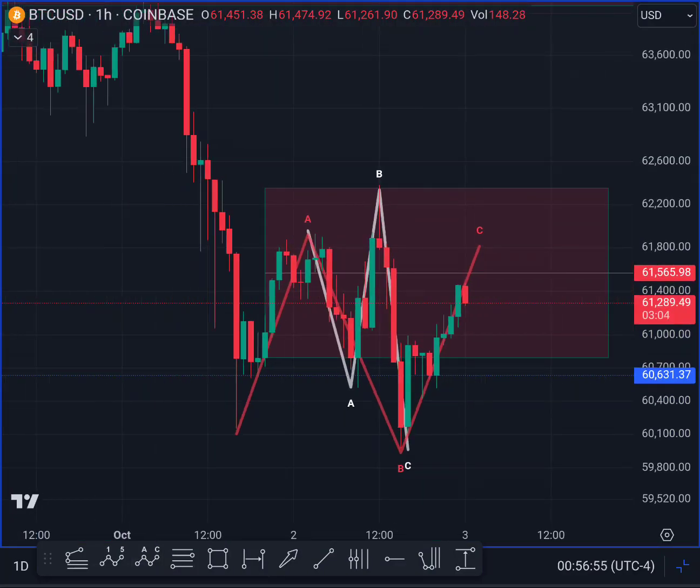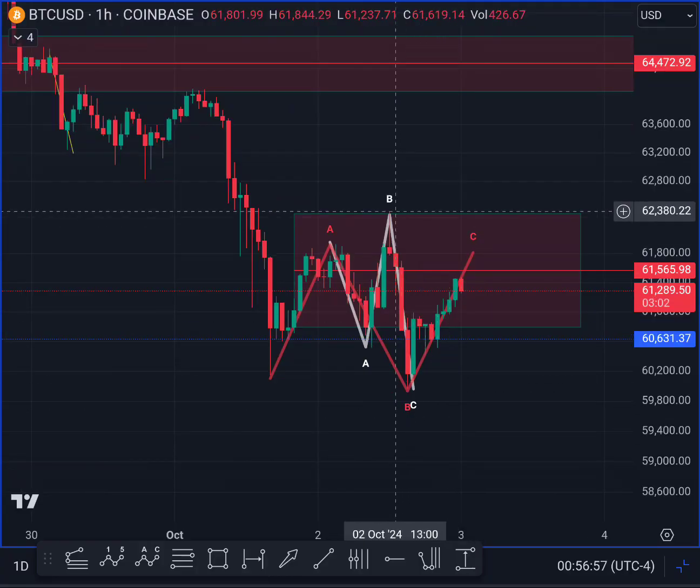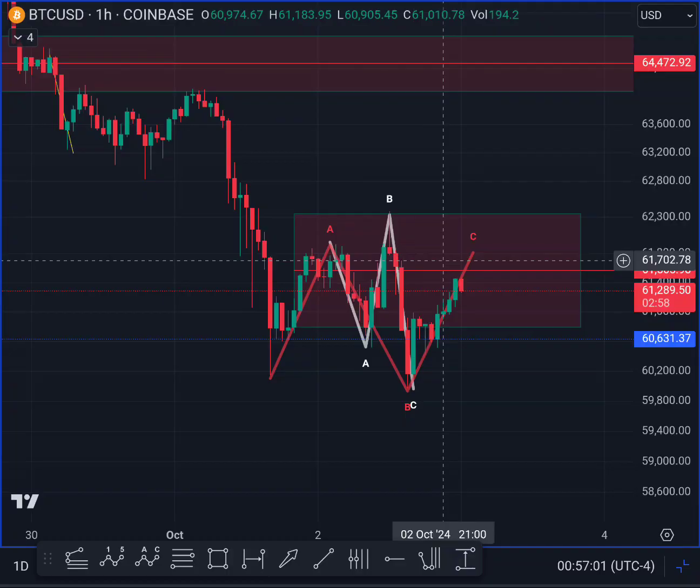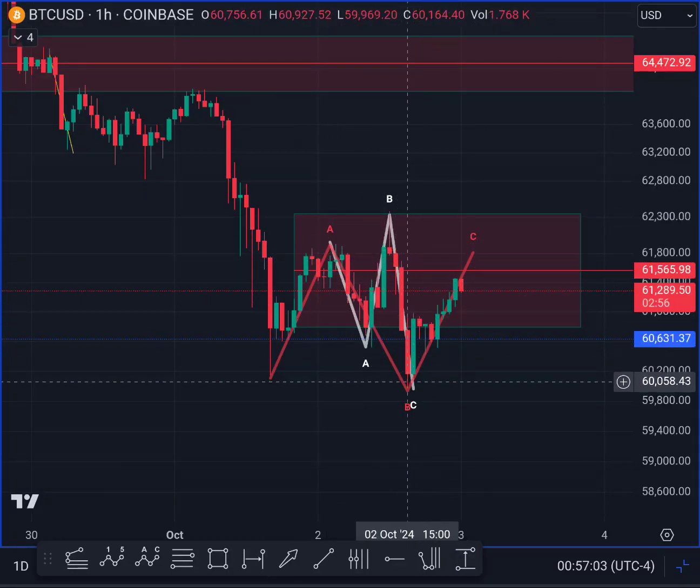Somewhere in that vicinity. Stop loss would go above this white B leg, that wick. I wouldn't want to see that violated for a sell setup. This looks good for lower lows, lower highs, continuing down.